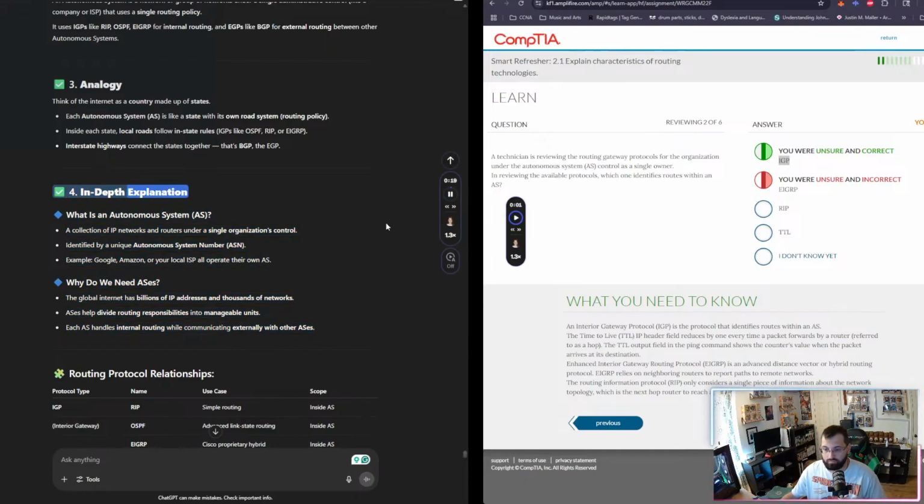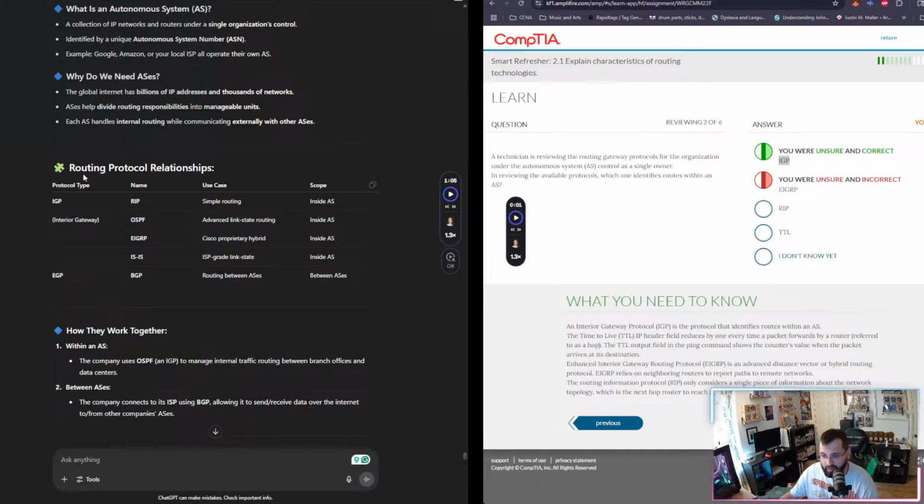4. In-depth explanation. What is an autonomous system? AS, a collection of IP networks and routers under a single organization's control, identified by a unique autonomous system number, ASN. Example, Google, Amazon, or your local ISP all operate their own AS. Why do we need ASes? The global internet has billions of IP addresses and thousands of networks. ASes help divide routing responsibilities into manageable units. Each AS handles internal routing while communicating externally with other ASes.